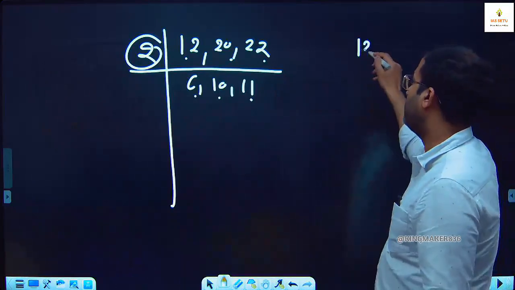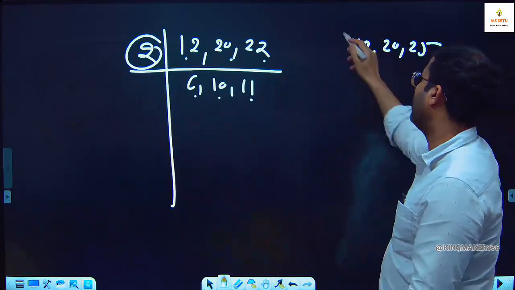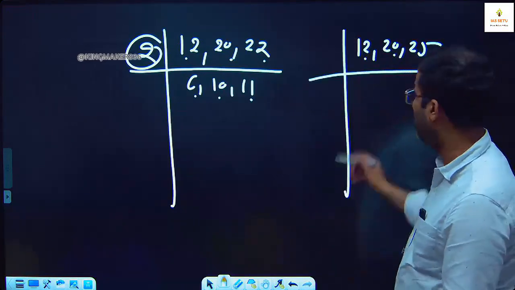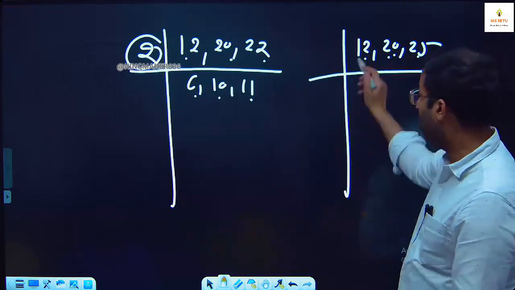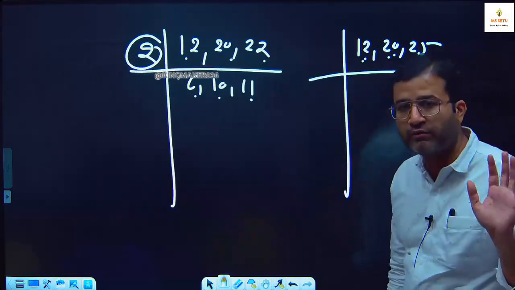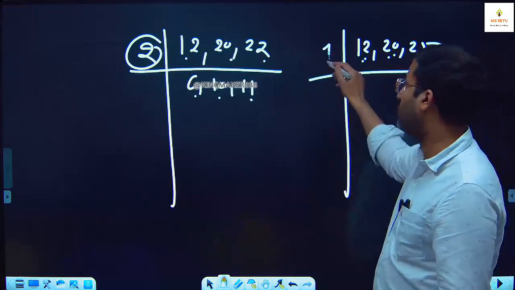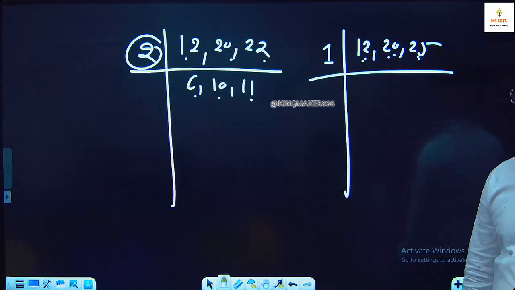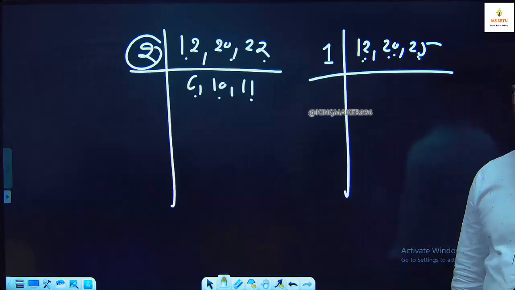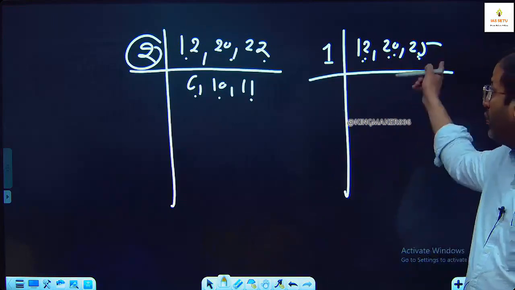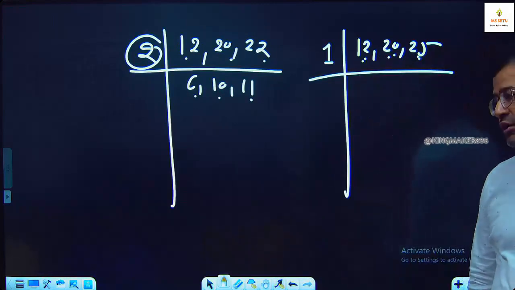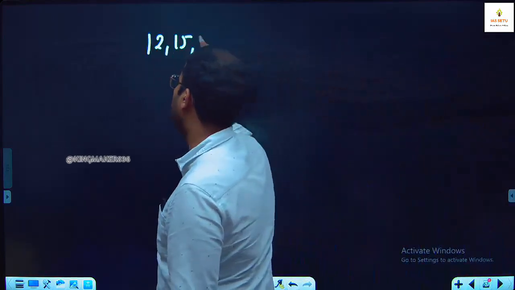Like here, for example, 12, 20, 25. You find 12 and 20 have 4 as common, 20 and 25 have 5 common, but 12 and 25 don't have a common factor. Stop. 1. The one who has nobody has God. 1 is common in all. The HCF will be 1 if there is nothing else. 1 is the highest common factor of these 3 numbers 12, 20, 25. Similarly, like here, 12, 15, 20.